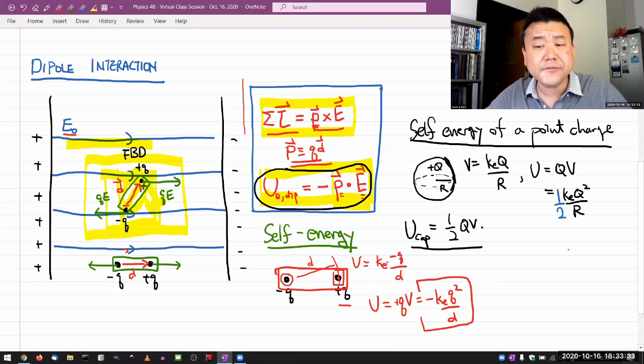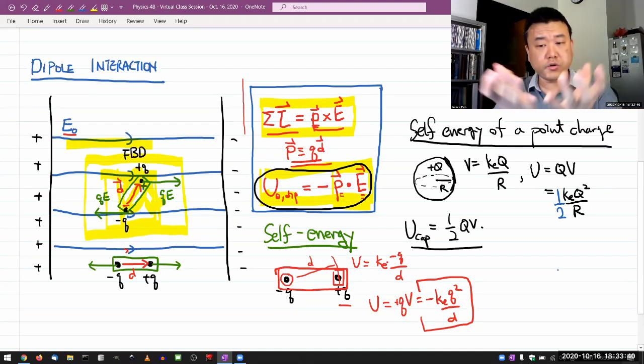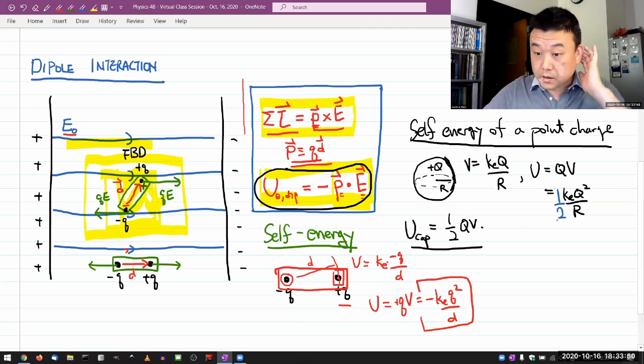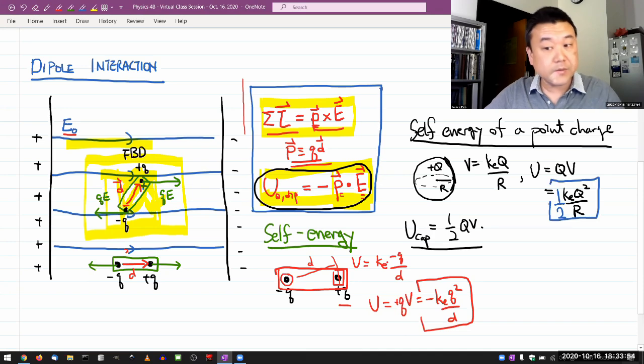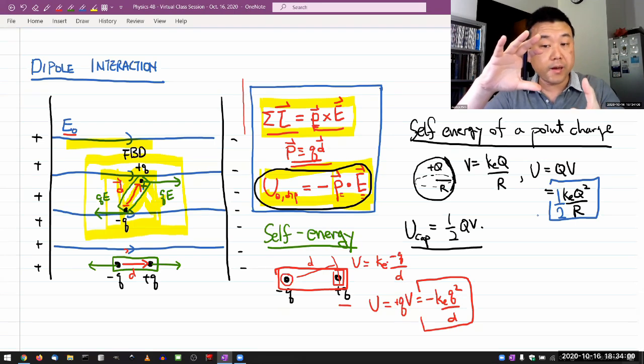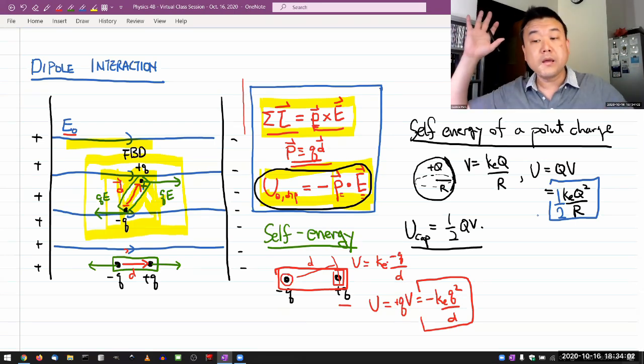You can get this half in different ways. You can get it through integration, imagining building up that charge gradually, or you can get it by deliberate double counting and then divide out the two because you double counted. So this is the expression for the self-energy. This time it's positive, so it takes energy to bring those charges together and put them in a confined space. Otherwise, they would just repel each other.